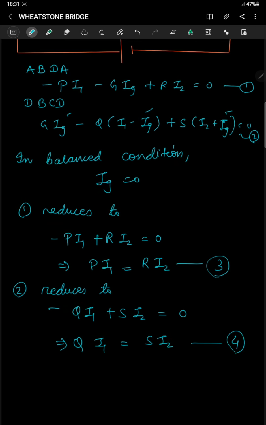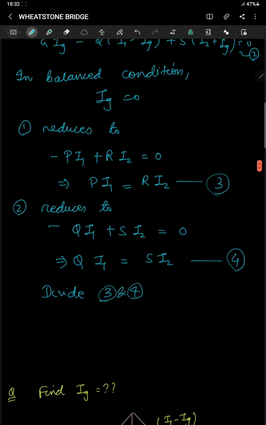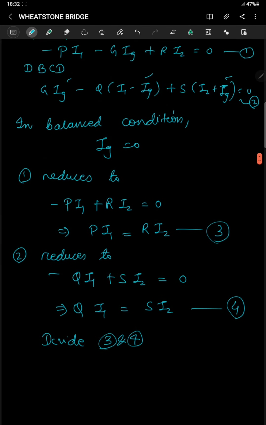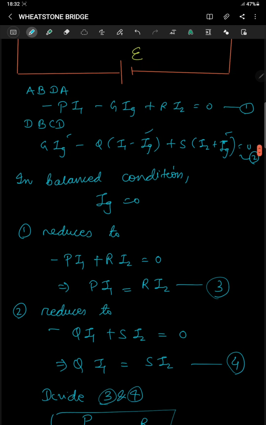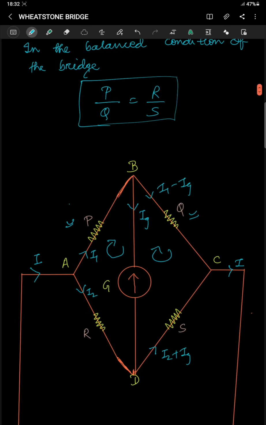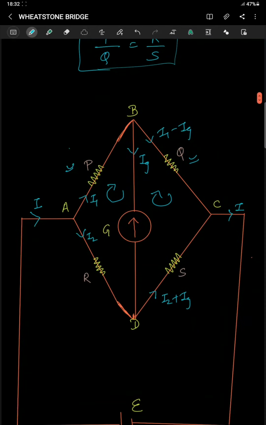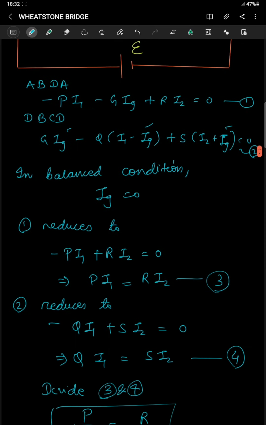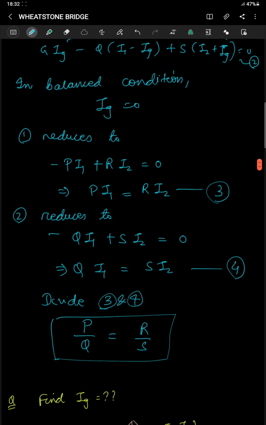Okay. So once you divide equation 3 by equation 4, what are we going to achieve? You will achieve P by Q is equal to R by S. This is what we started with, right? This is what we have to achieve in balanced condition, and we have done it. So this comes as a derivation also. You have to write down the statement here, draw this diagram, and then solve this, and arrive at P by Q is equal to R by S.